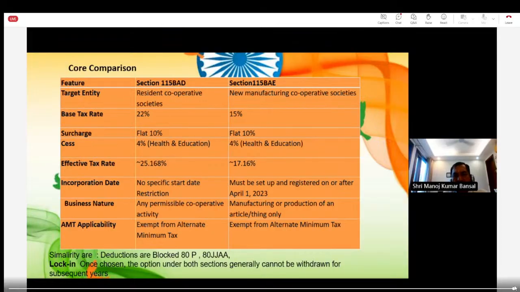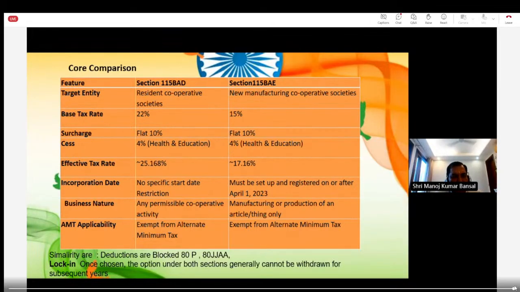So a brief comparison has been done between 115BAD and 115BAE. Target entity is resident cooperative society. It is a new manufacturing cooperative society. Base rate is 22% and under 115BAE it is 15%. Surcharge is 10% in both the cases. Cess is 4% again in 115BAD and 115BAE.